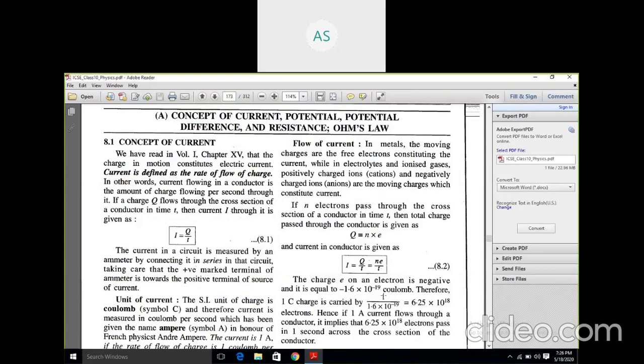Say 4 electrons are flowing through the conductor. Now I will multiply 4 with E, that is 4 with minus 1.6 into 10 to the power minus 19 coulomb. So that will give me how much charge is flowing. And say I am conducting that experiment for 3 seconds. So I will divide that by 3. So 4 into minus 1.6 into 10 to the power minus 19 coulomb divided by 3 will give you the current. So if n number of electrons are flowing, then I will multiply 1.6 into 10 to the power minus 19 coulomb with n.